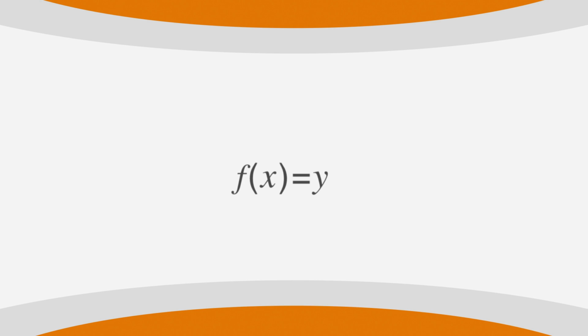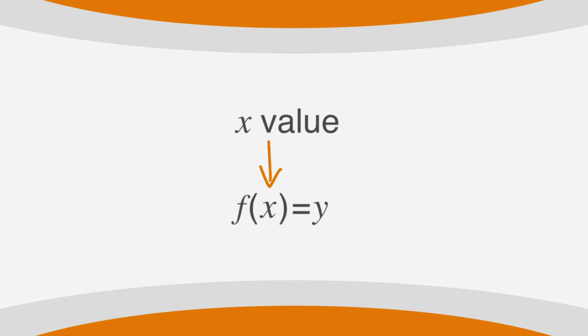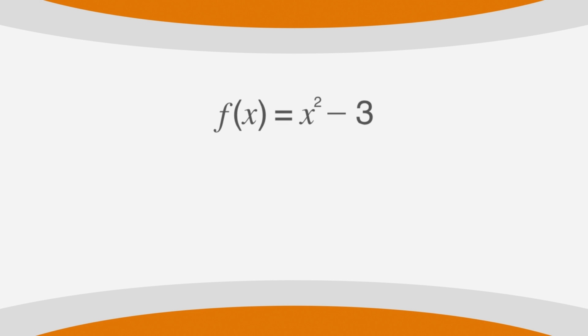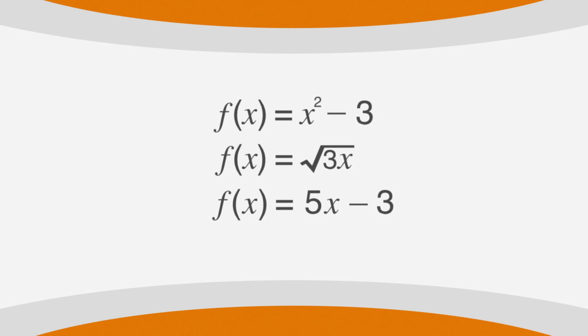Two key features of functions to remember are: f of x is another way of saying y, and whatever's inside the parentheses is the x value or the input. Here are some examples of functions. f of x equals x squared minus 3. f of x equals the square root of 3x. f of x equals 5x minus 3.